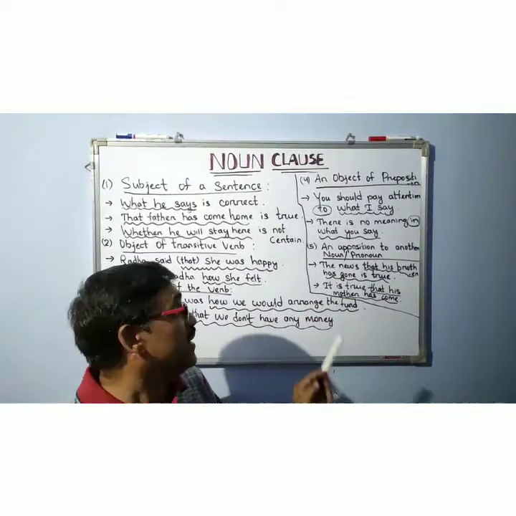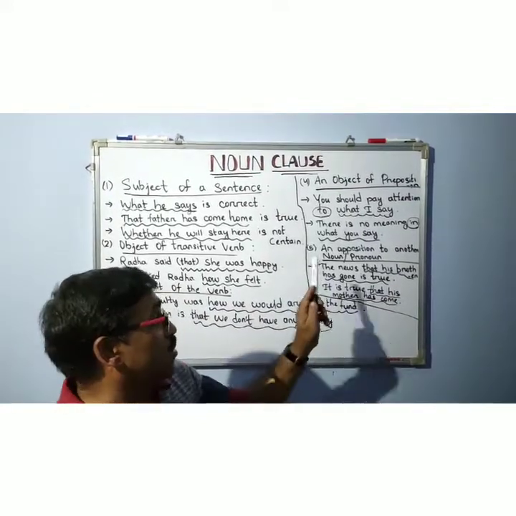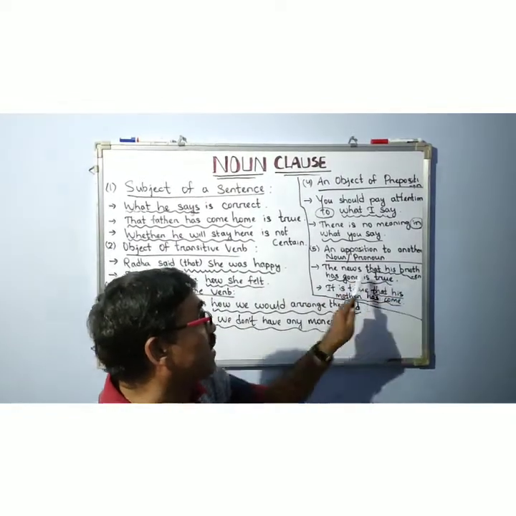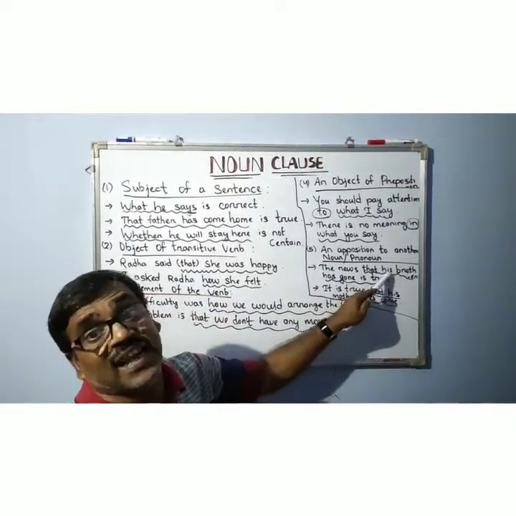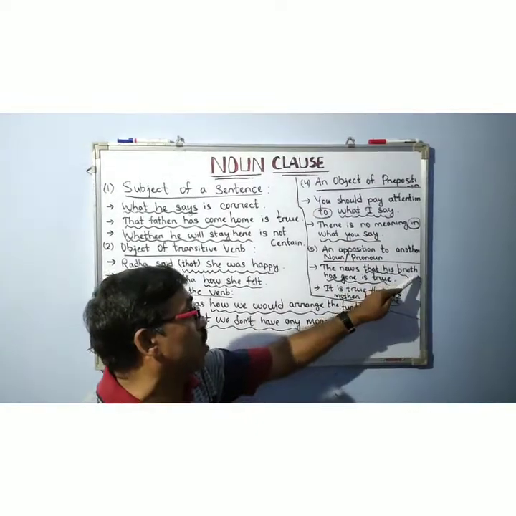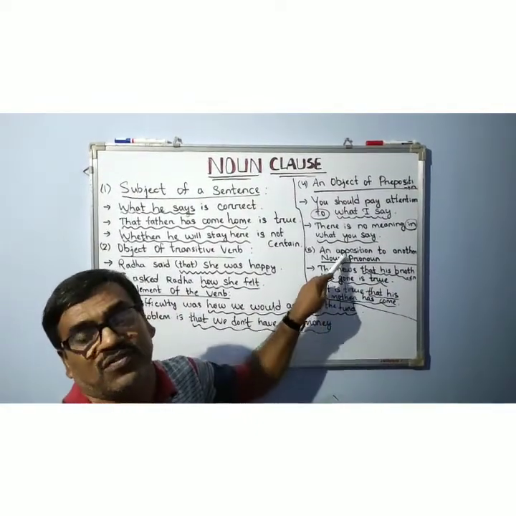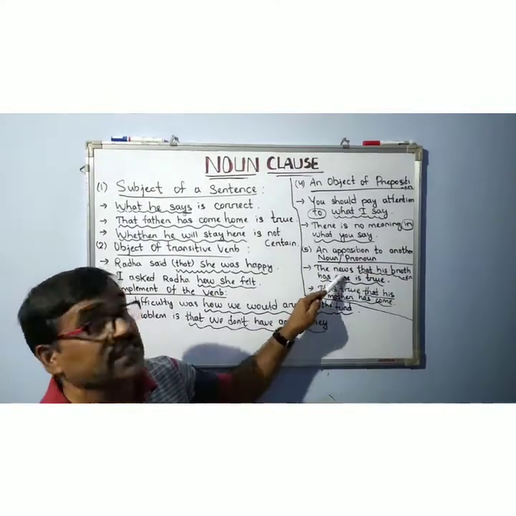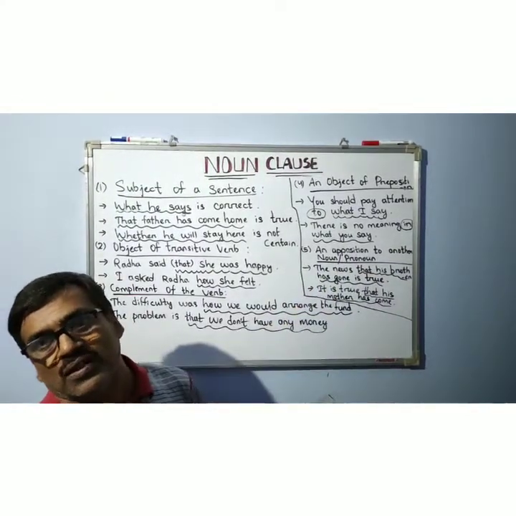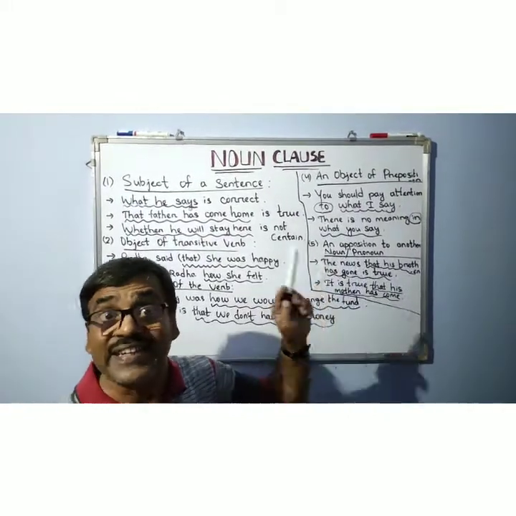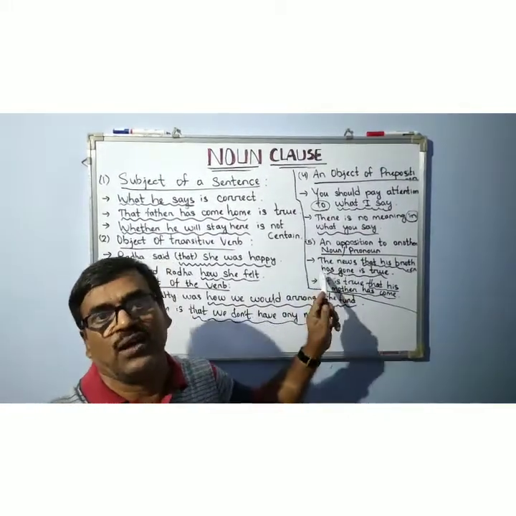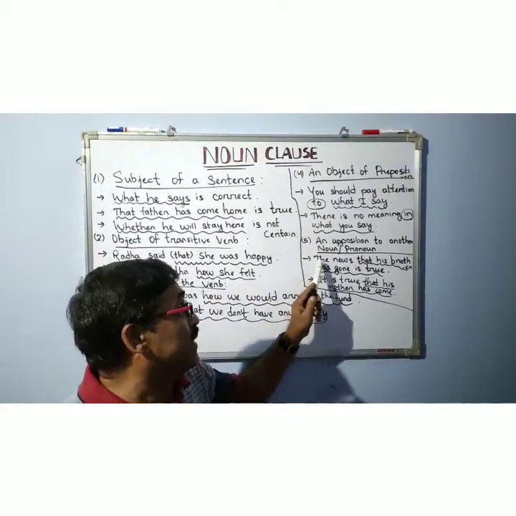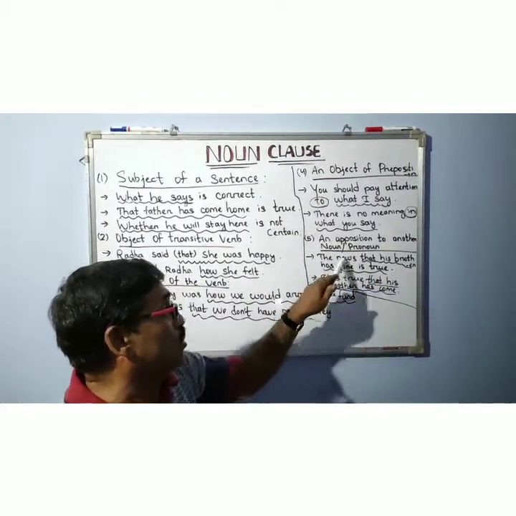Are you clear? So what is the main clause? "The news is true" is the main clause. It has been replaced by this particular noun clause, "that his brother has gone", and it is an apposition to the noun or pronoun. So what is the noun? Here the noun is "news". So here it is an apposition to the noun "news".